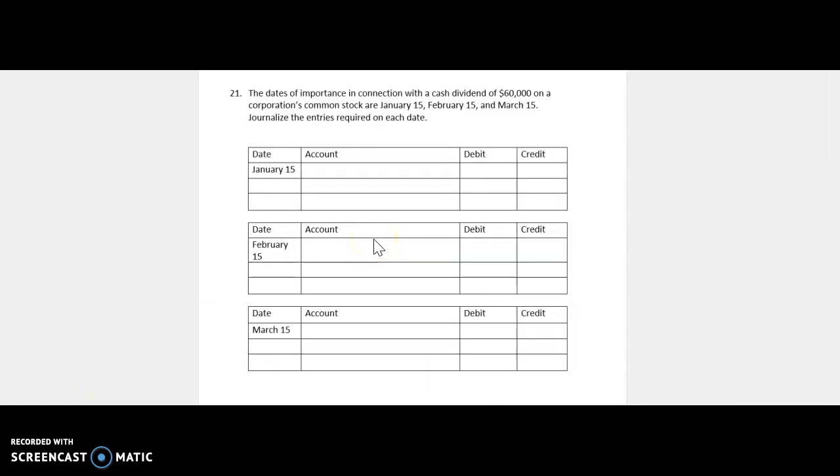Okay, so next we're going to do dividends, the important dates. With a cash dividend of $60,000 on a corporation's common stock, the dates are January 15th, February 15th, and March 15th. Journalize the entries required on each date. Okay, so on the first date, I'm going to do dividends and dividends payable. We're going to set up the liability for $60,000.